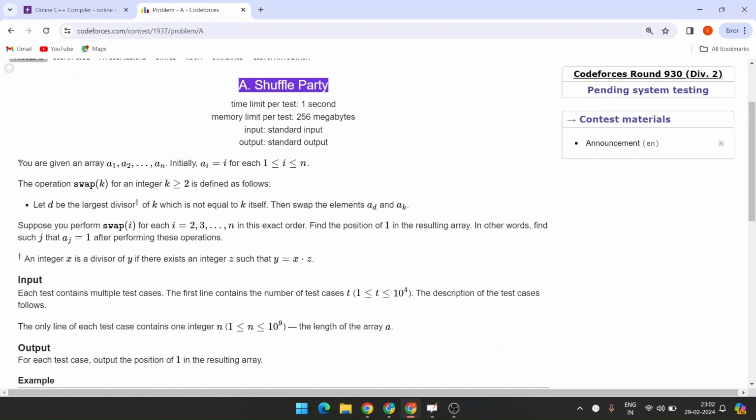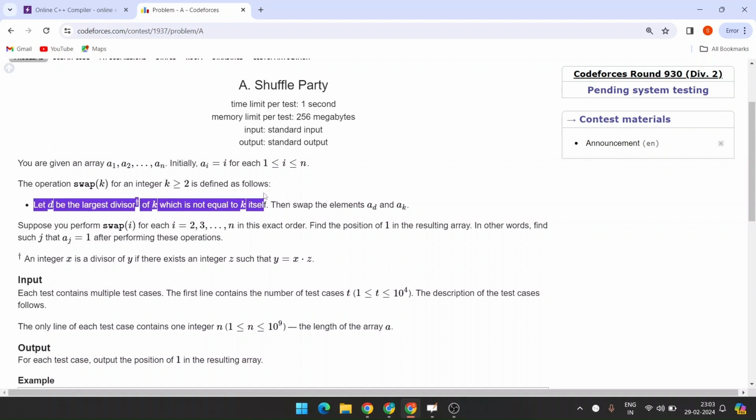You have been given an array A1, A2, up to AN in which Ai is equal to i. Now there is an operation named swap(k), which is defined for k greater than or equal to 2. You take the largest divisor d of k which is not equal to k itself, then swap the elements which are at positions d and k.